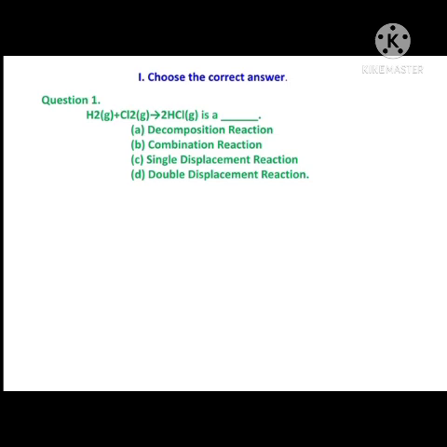Some choices are given. First one is decomposition reaction. Second one is combination reaction. Third one is single displacement reaction. Fourth one is double displacement reaction. Already you were studying what is decomposition reaction. Decomposition reaction means a single compound splits into two or more similar or smaller substances under suitable conditions.